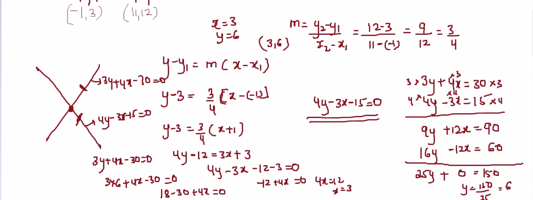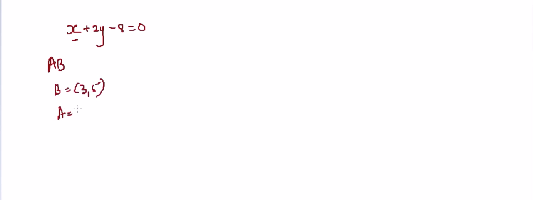Moving on to the next question. This question says there is a line x plus 2y minus 8 equals 0, and this line is the perpendicular bisector of AB. So there is basically another line AB, and this line is perpendicular bisector to that line. If the coordinate of B is given as (3, 5), you are supposed to calculate the coordinates of A.